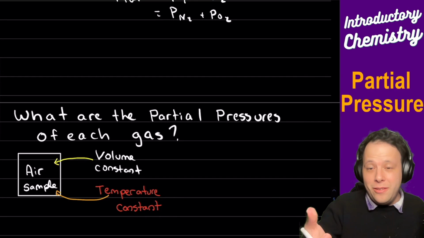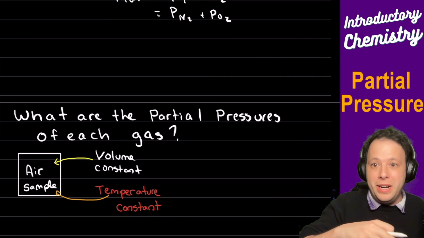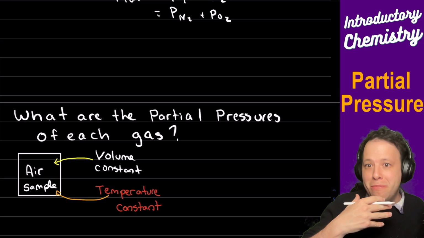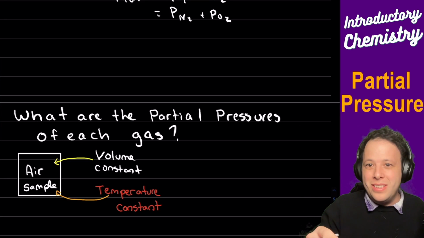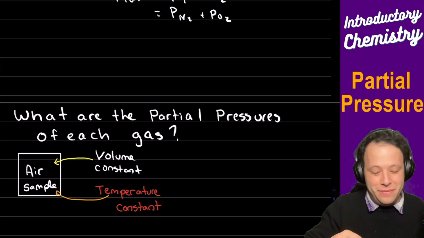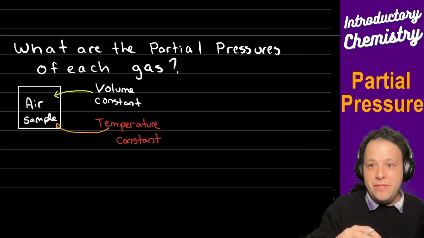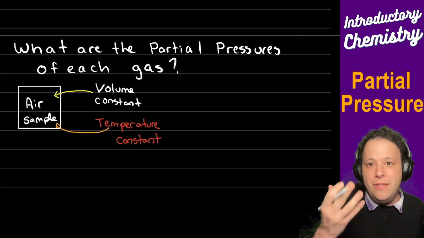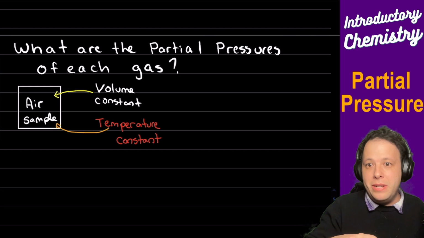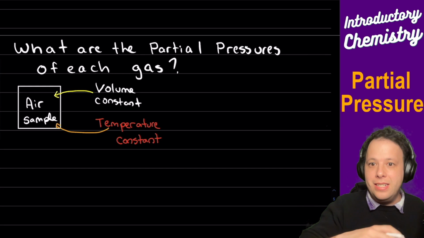So another skill of how to use the combined gas law for different purposes. And what this is going to show is a new equation. So in this sample that you have of air, temperature and volume are already described, and they're not changing. They are in a constant state.